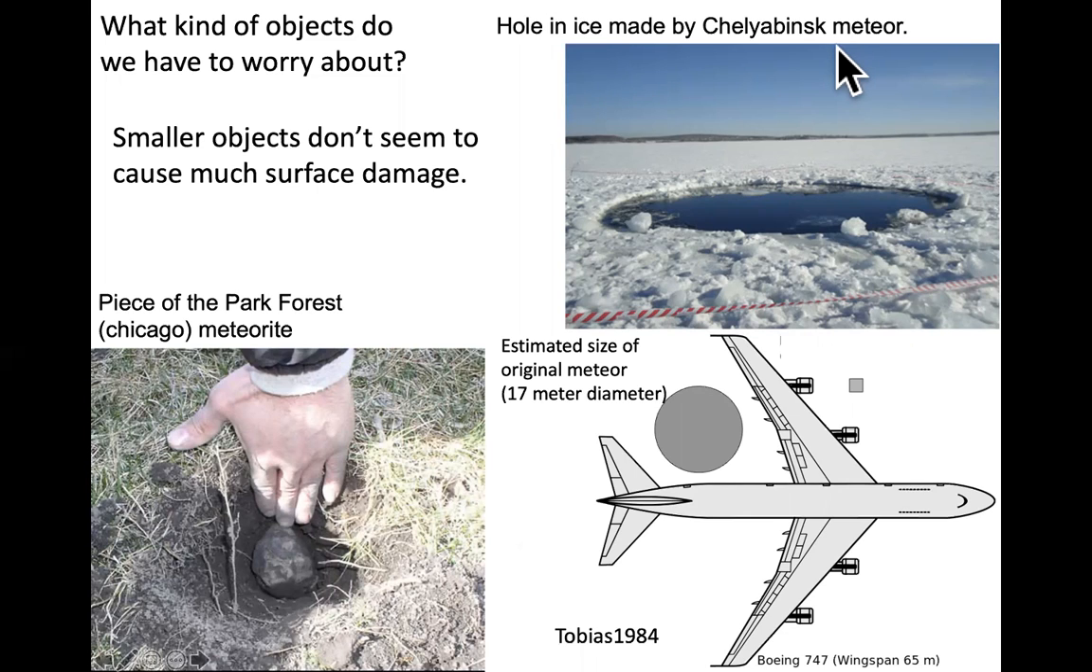That Chelyabinsk meteor was bigger. It's more like 17 meters across, which is pretty substantial. But what it did when it hit the surface is just punch a hole in a lake. If this had happened in a major city, this would probably be a bad thing, but it's fairly localized.